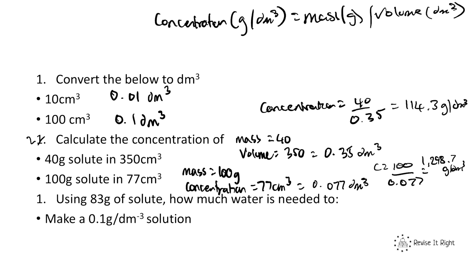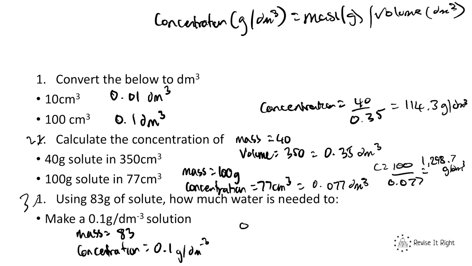Now, if you got those two wrong, maybe you forgot to convert your units. So do make sure you are converting the units. Okay, so final question, question 3. Using 83 grams of solute, how much water is needed to make 0.1 grams per decimeter cubed solution? Okay, so here we have the mass, which is 83, and we have been given the concentration, which is 0.1 grams per decimeters cubed. Okay, so what we need to work out therefore is the volume.